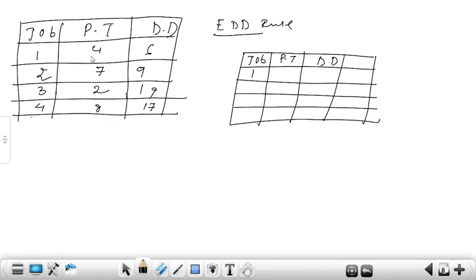So first will be job 1, next second is 9 due date, which will be second, and next the fourth job will be completed, 17, so fourth will come before third, next third. So first job processing time is 4, second is 7, fourth job processing time is 8 and third job processing time is 2. So the due dates are 6, 9, 17 and this is 19.